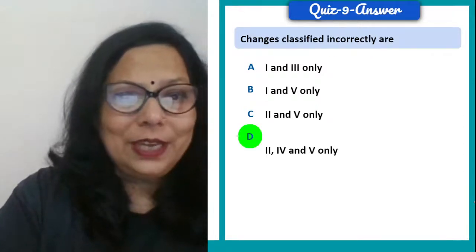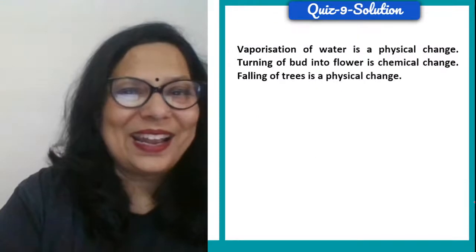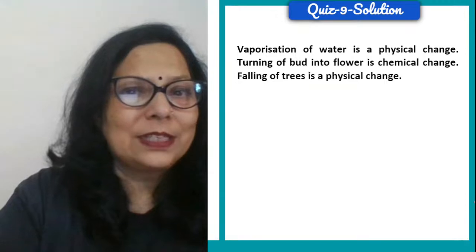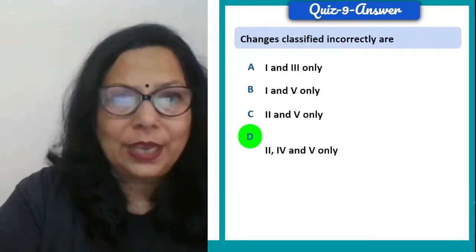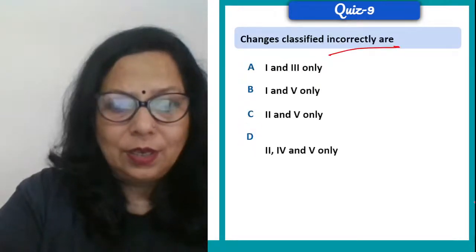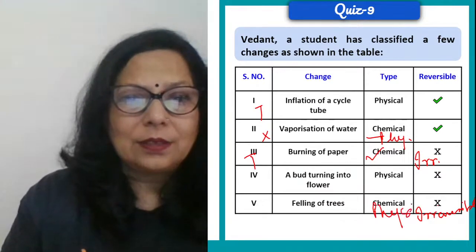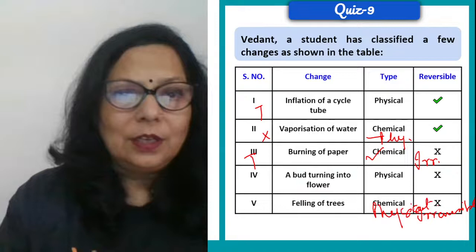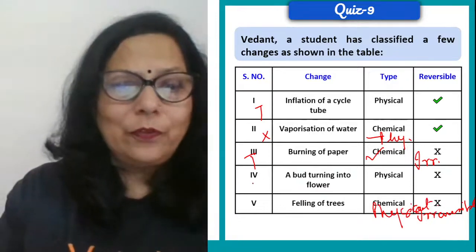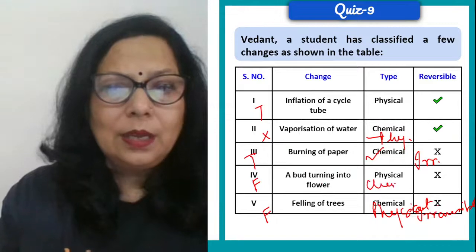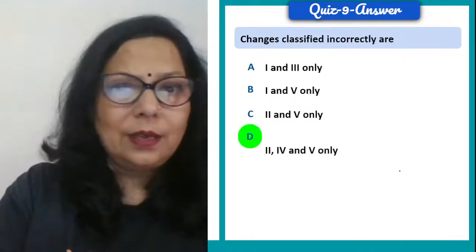All of you agree with D? Yes, you are correct. Vaporization of water, physical change. Turning of bud into flower is a chemical change. And falling of trees is a physical change. So, second, fourth and fifth are false. Turning of bud is a chemical change. Right. Next.